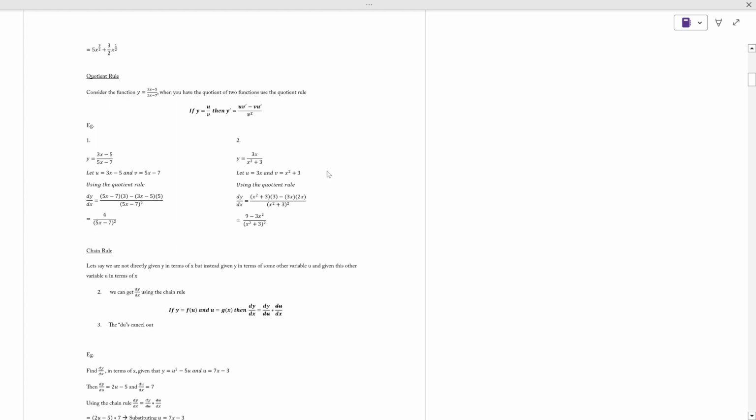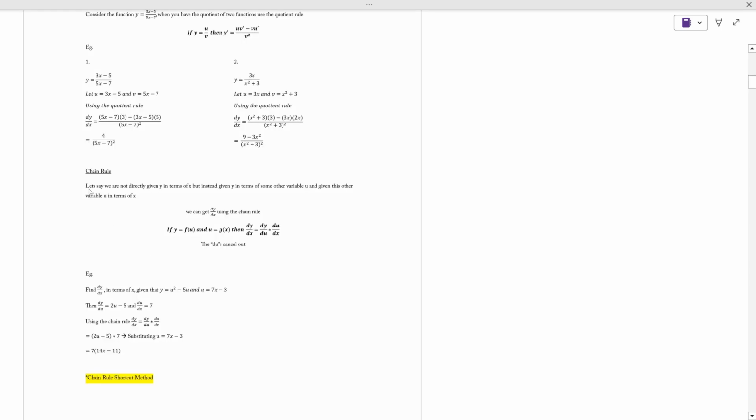Cool. So similarly, example 2 is exactly the same. You do the exact same thing. Let u be the top function and let v be the bottom function, right? Using the quotient rule, you're doing the exact same thing. Cool. Okay, so last but not least, you've got the chain rule, right?